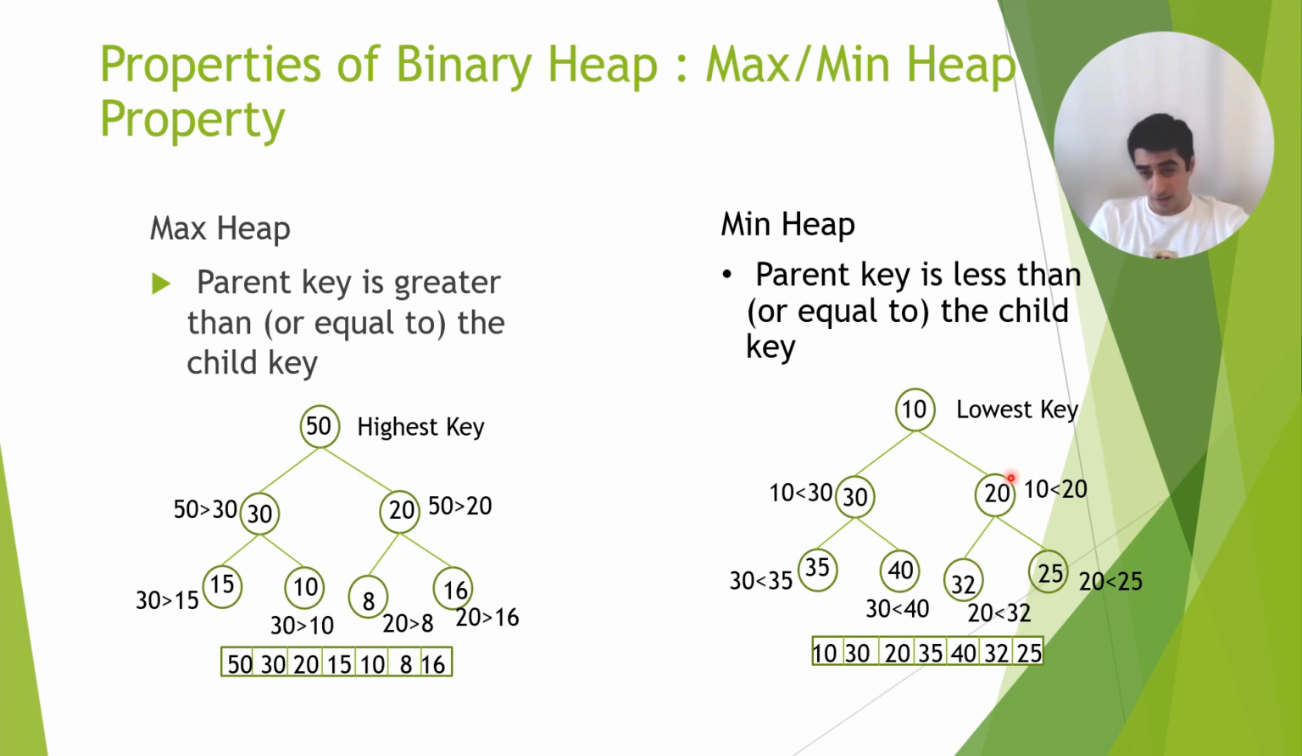32 and 25 are children of 20. They both are greater than 20, so that's correct. So this is basically a min heap. The left side was a max heap, the right side is a min heap. Both a min heap and a max heap should satisfy the structural property of a binary heap, which means the tree should be a complete binary tree.